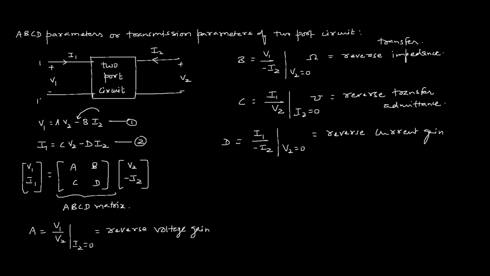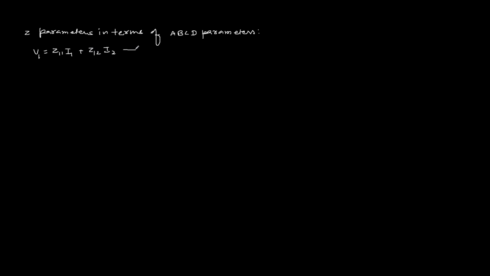Now let's make the conversion of ABCD parameters. In fact, let us write Z parameters in terms of ABCD parameters. Equations for Z parameters are V1 equal to Z11 I1 plus Z12 I2. This is the first equation. The second equation is V2 equal to Z21 I1 plus Z22 I2.